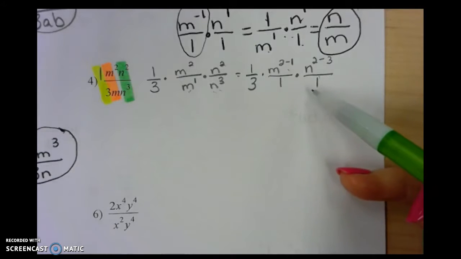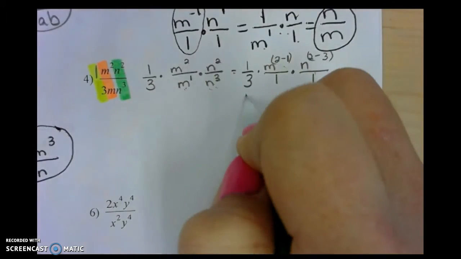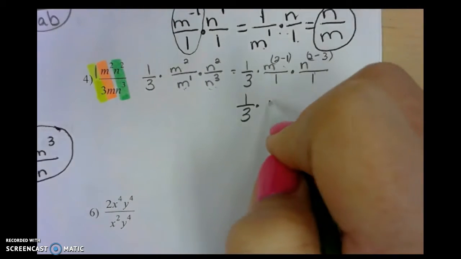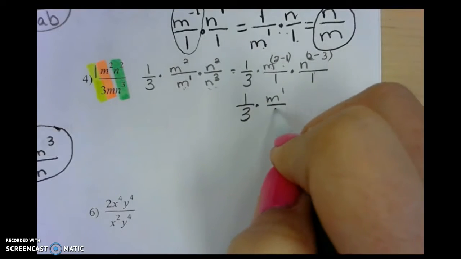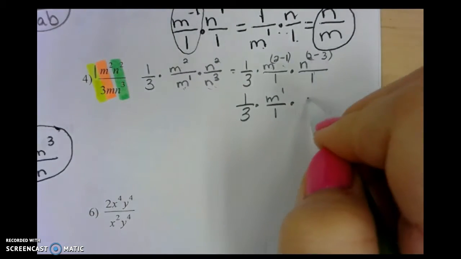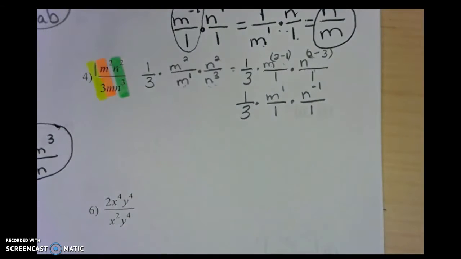Now I'm ready to combine these. I'm going to deal with this subtraction. Still can't do anything to that 1/3. And then I've got m to the 2 minus 1 is m to the 1. And I have n squared minus 3 is going to be n to the negative 1 over 1.